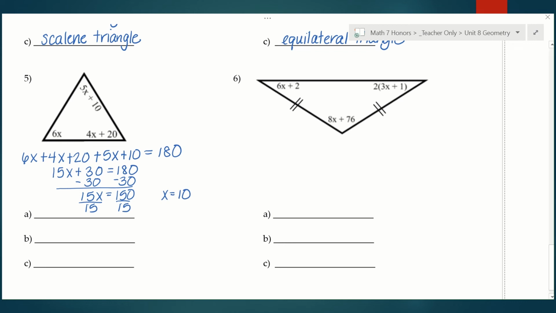So because this angle is 6 times x, now I know that it's 6 times 10, which means it's 60 degrees. I can do the same thing here. 4 times 10 plus 20, 40 plus 20 is also 60 degrees. And 5 times 10 plus 10, which is 50 plus 10, is also 60 degrees. Okay, so all of my angles, I'm going to squeeze these in here, are 60 degrees. So to classify it by its angles, they're all acute. So this is an acute triangle.